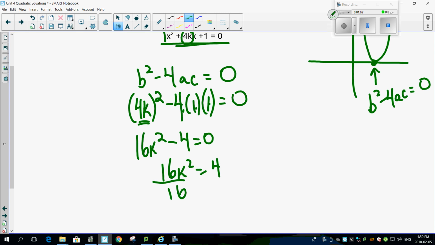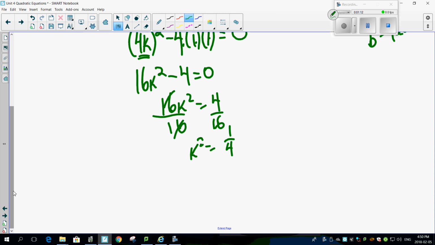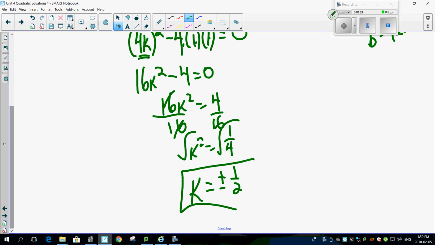Divide by 16, divide by 16. k squared equals 1/4, right? Okay, now square root this. All right, so if we square root this, k has to equal, remember the square root principle, plus or minus 1/2. So k could be plus 1/2 or k could be minus 1/2. And that's the solution to this.